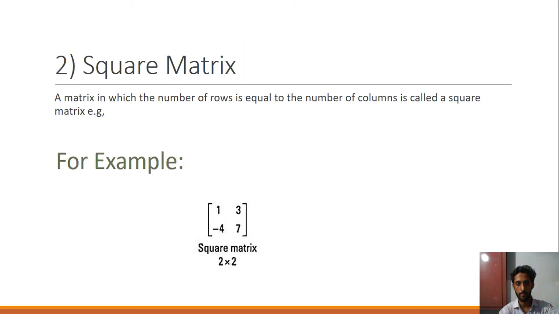Number 2 is square matrix. A matrix in which the number of rows is equal to the number of columns is called square matrix. So in the square matrix, the rows and the columns will be equal. If both are equal, then it is called the square matrix. For example, here we see that there are 2 rows and 2 columns, so it is a square matrix.